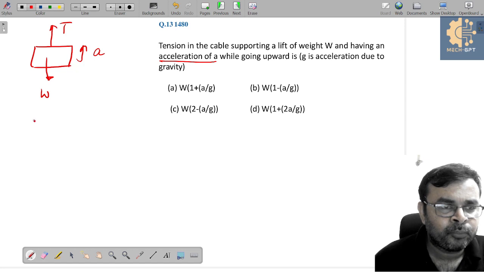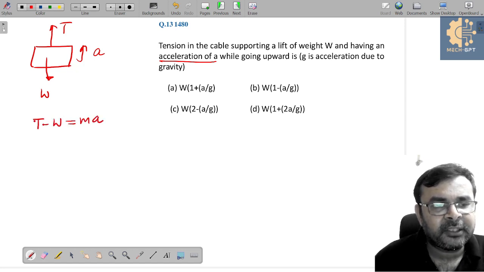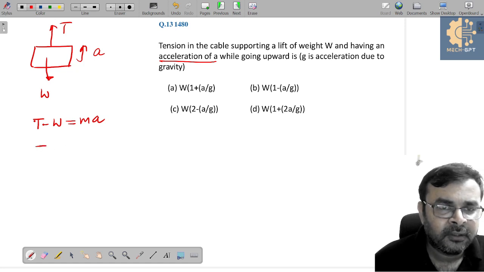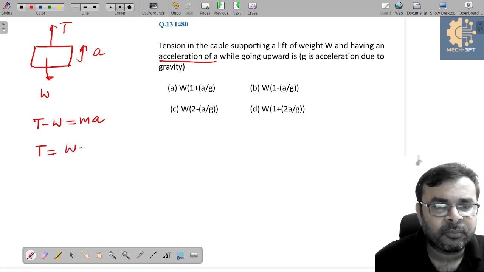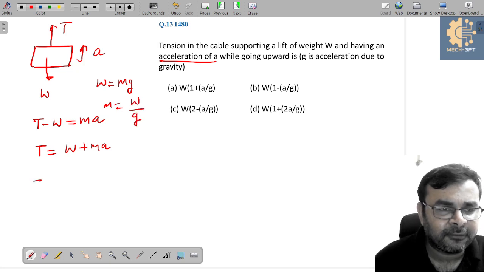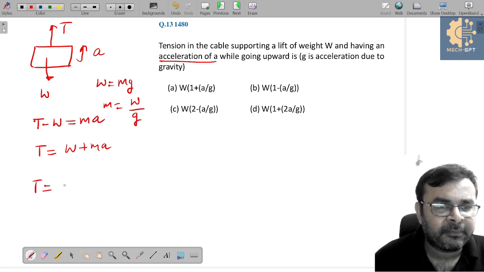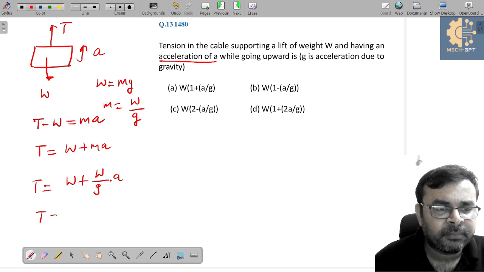So can I say this is T minus W, which is equal to mass into acceleration. So T is nothing but W plus MA. And what about W? W is nothing but mg. So what about M? It can be written as W by g. Yes or no? So simply can I say if I replace this is W and instead of mass can I write W by g into a? So simply here you can get W into 1 plus a by g.